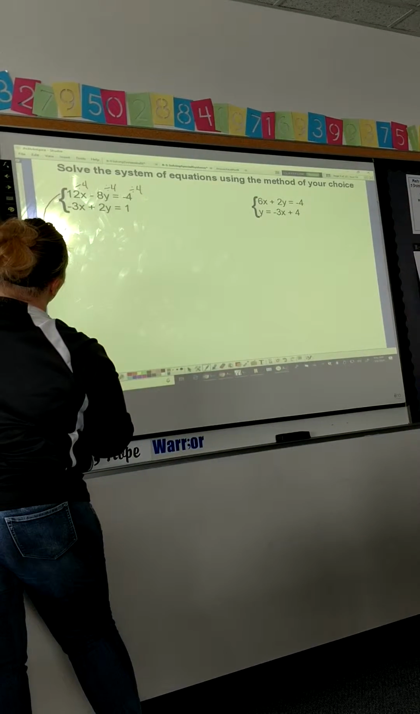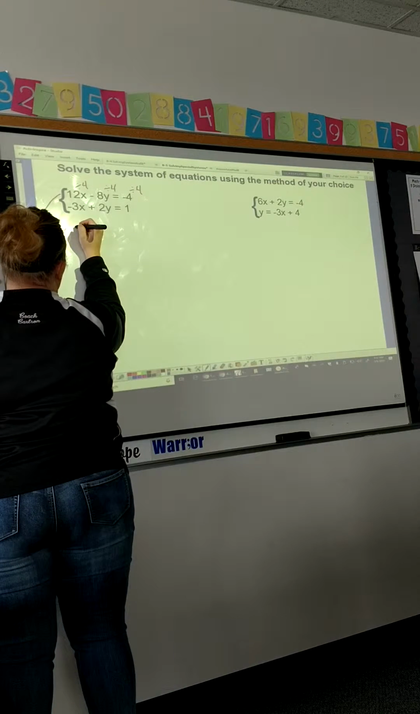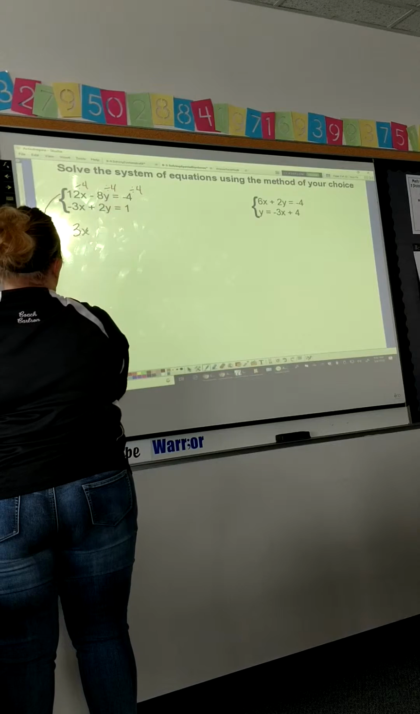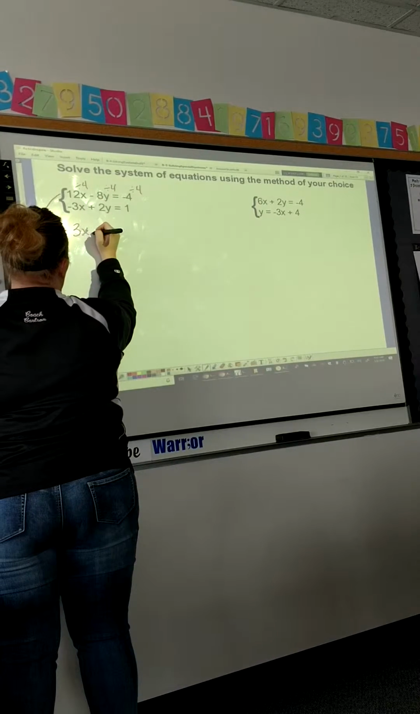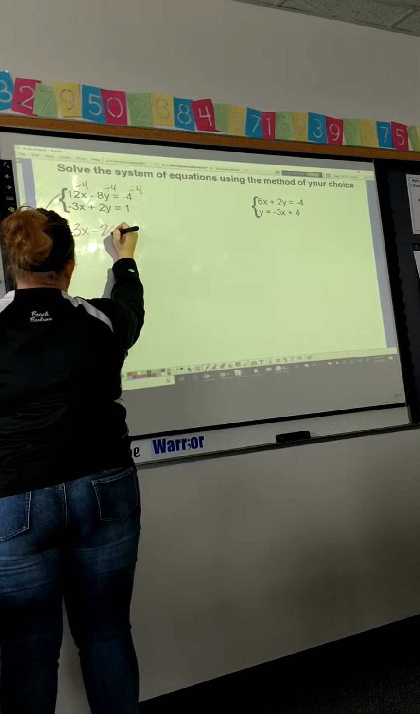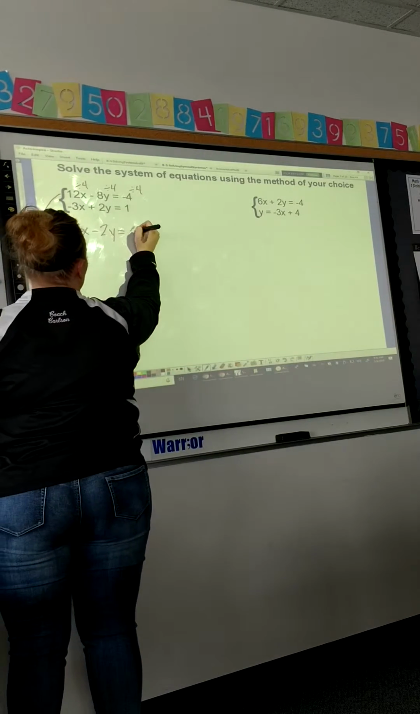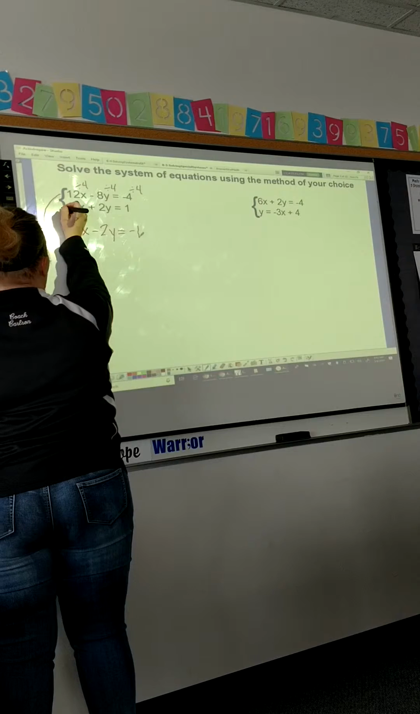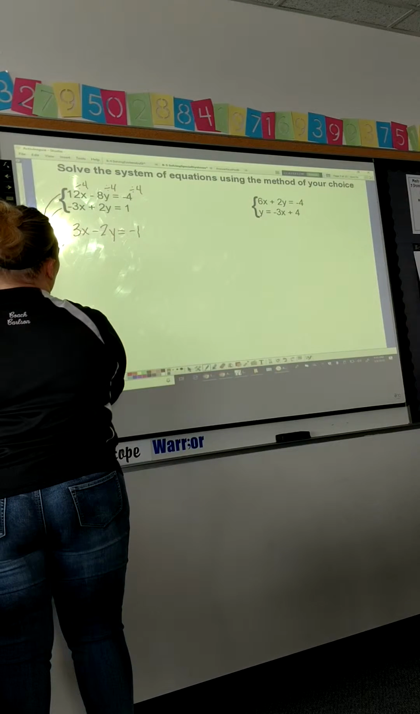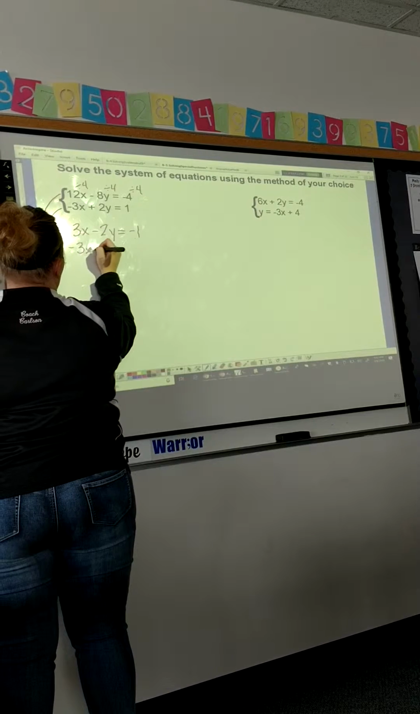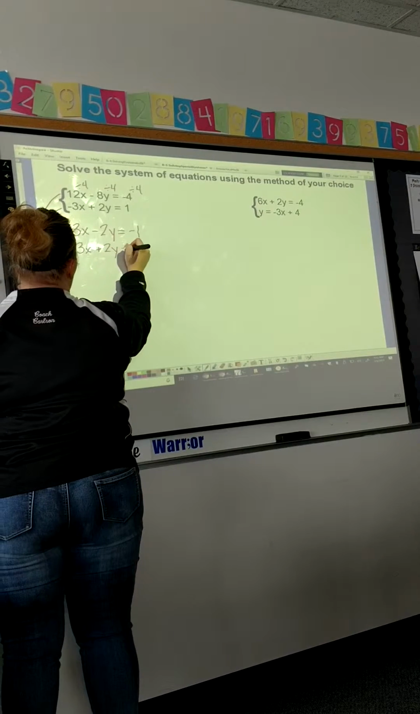Okay, 12 divided by 4? 3. We'll tack an x on there. 8 divided by 4? 2. We have to carry down that negative 2y. Negative 4 divided by 4? Negative 1. This one we can just rewrite: negative 3x plus 3x, positive 2y equals.